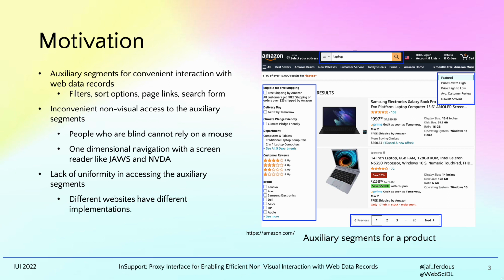As people who are blind cannot use a mouse and instead predominantly rely on a keyboard-driven screen reader assistive technology, accessing the auxiliary segment is not as easy and quick as it is for sighted users. The screen reader user must manually move the focus back and forth between the data records and the auxiliary segment using an assortment of special keyboard shortcuts. Furthermore, the shortcut patterns to access the auxiliary segments on different websites are likely to be different due to differences in their underlying HTML implementations. This limitation increases the time and frustration for screen reader users while interacting with web data records.